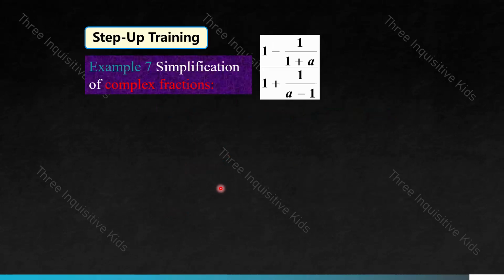Now let's do some step-up training. So this is a bit more challenging practice. Example 7. Simplify this complex fraction. And as you can see, this is complex because its numerator is a fraction of its own, and so is its denominator.